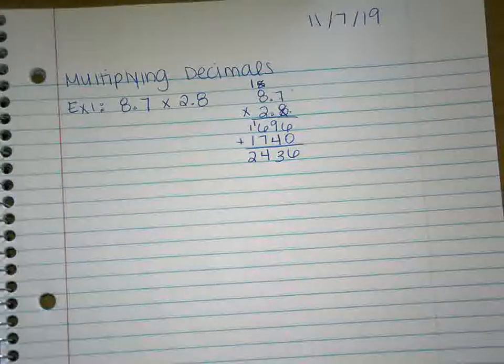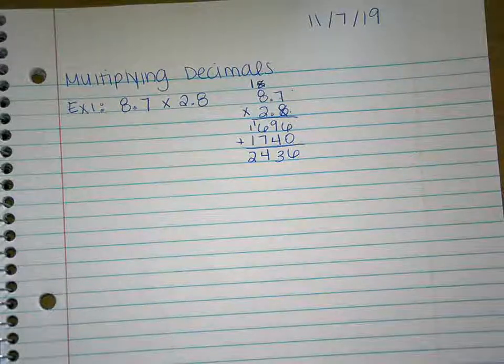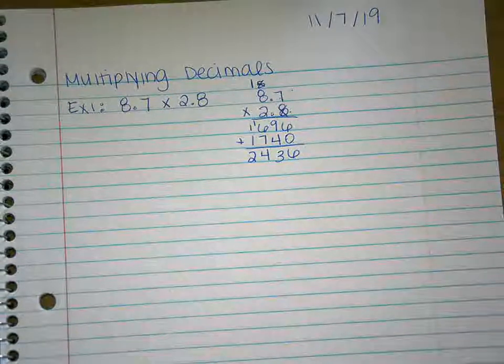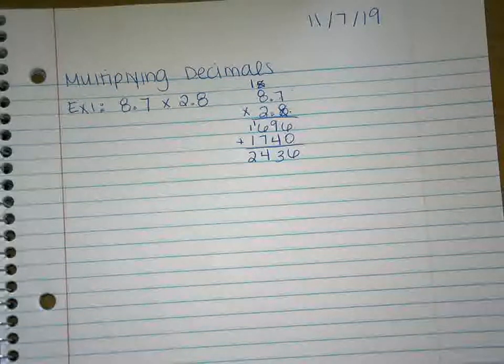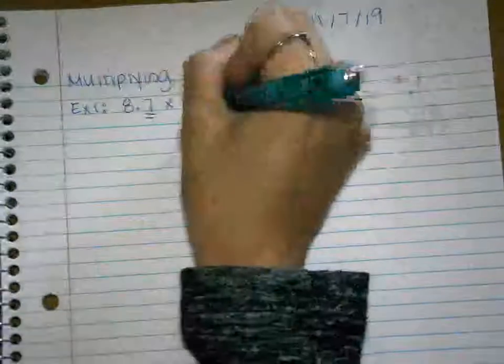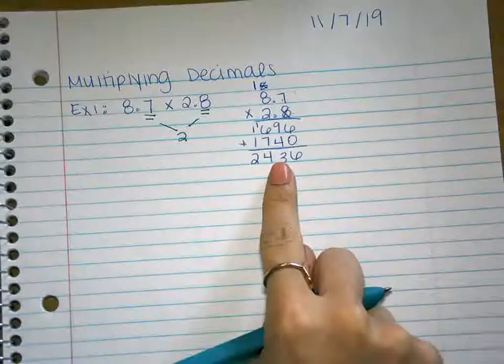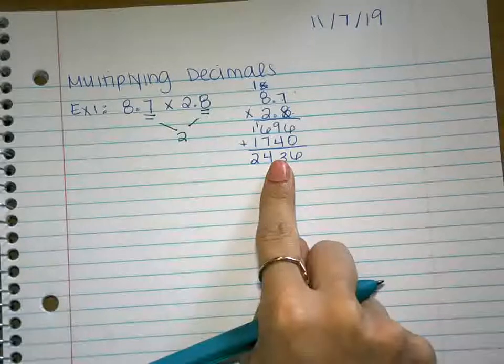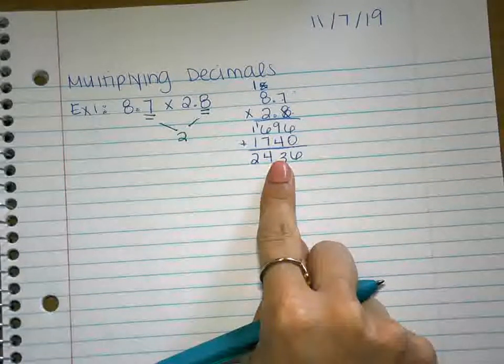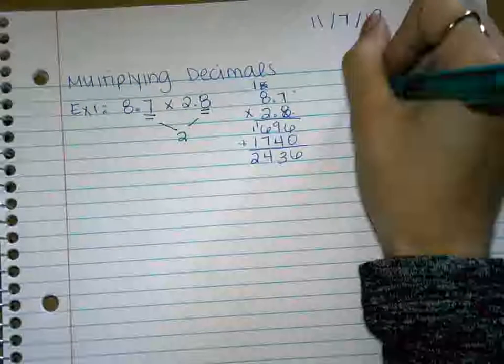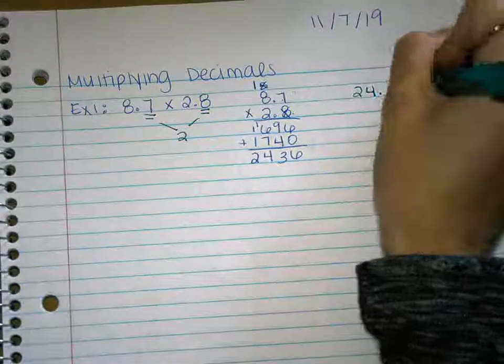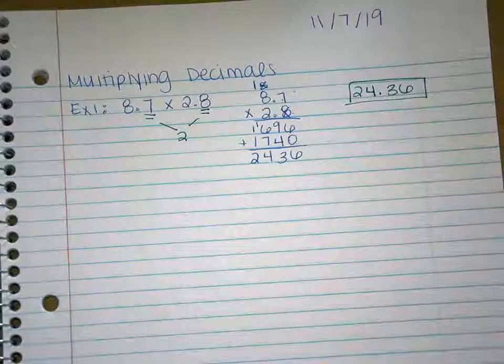Questions? How do I know where to put my decimal point? How do I know, Lindsay? You count the numbers behind the decimal point and then you add them together. Good. How many numbers are behind my decimal points, everyone? 2. Good. I have 1 here, 1 here. That makes 2. So how many numbers do I need behind my decimal point in my answer? I need 2. So what should my answer be, everyone? 24.36 or 24 3/3600.